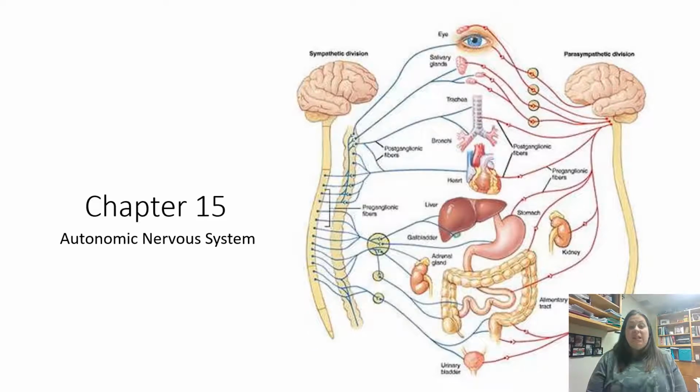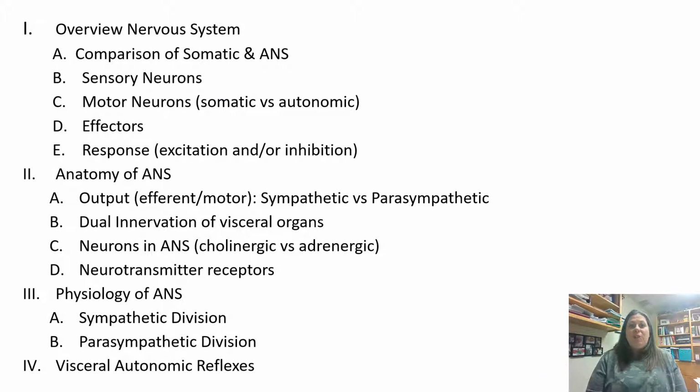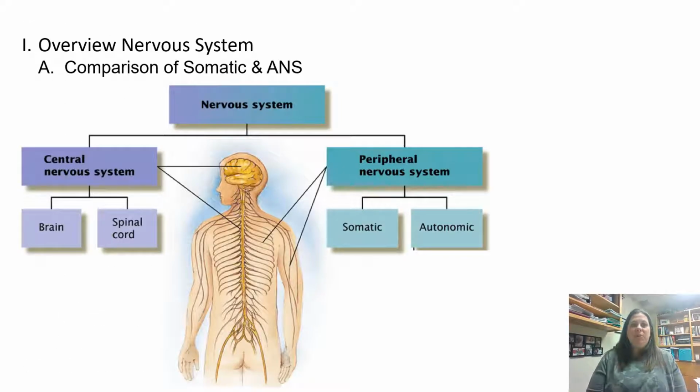All right, so in chapter 15, we're going to focus mostly on the autonomic nervous system. So we're going to do an overview of the nervous system again, where we're going to compare somatic with the autonomic. We're then going to look at the anatomy of the autonomic nervous system, the physiology, and then also visceral autonomic reflexes.